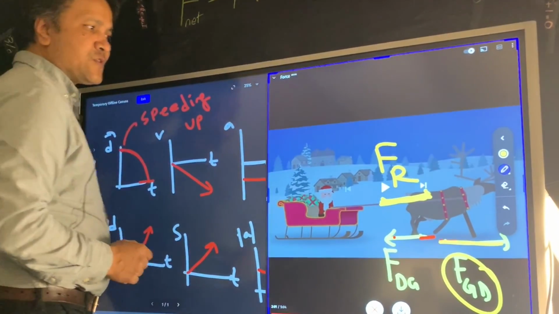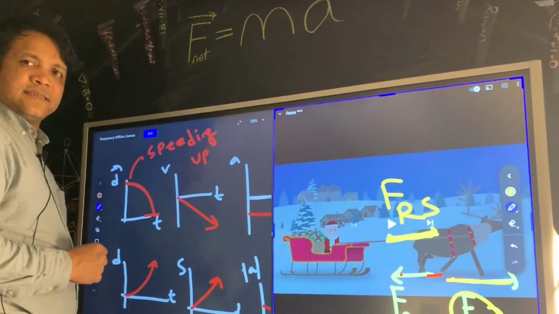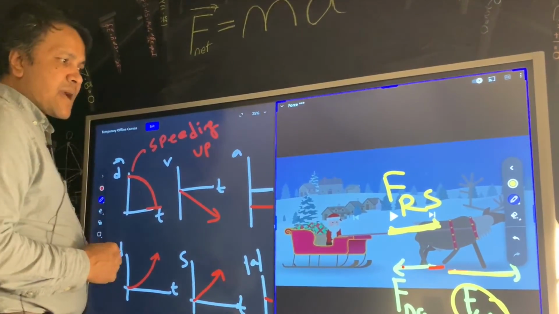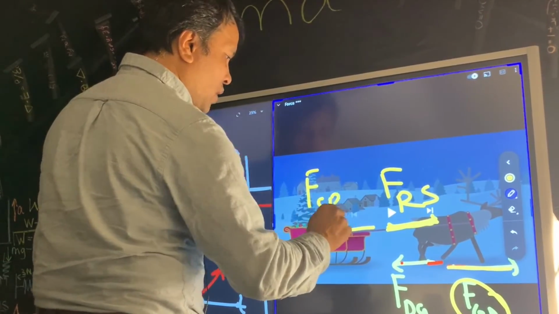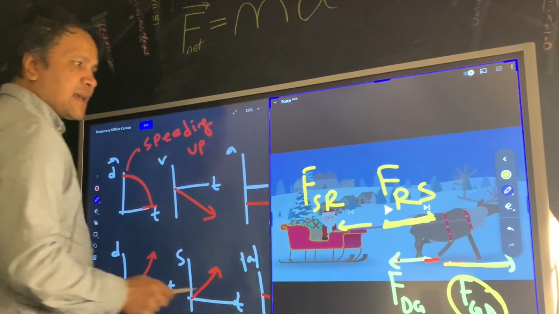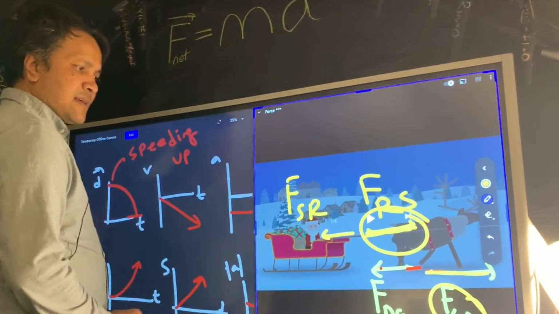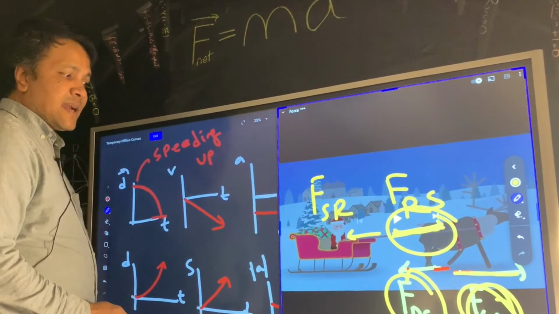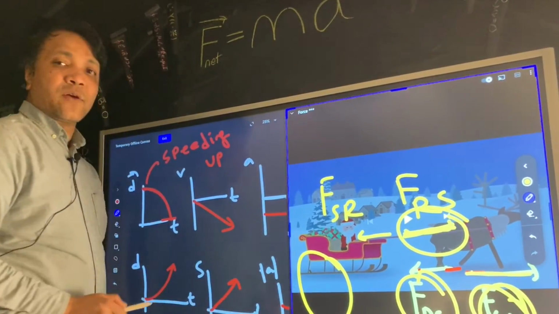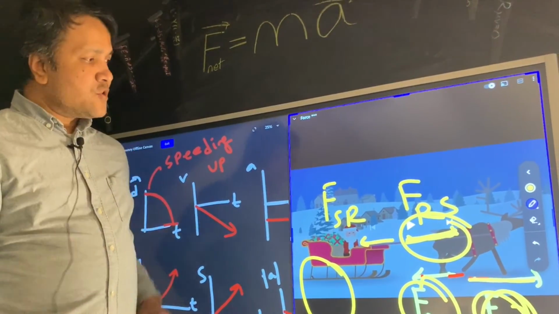which is equal in magnitude to this one. So the rope applies some force on the sled, and the sled applies some force on the rope. This one is a little bigger because this one is bigger. And there is no third pair of forces because it is on ice, so it's frictionless. So the reindeer moves forward.